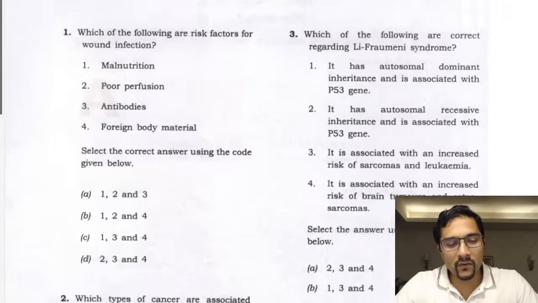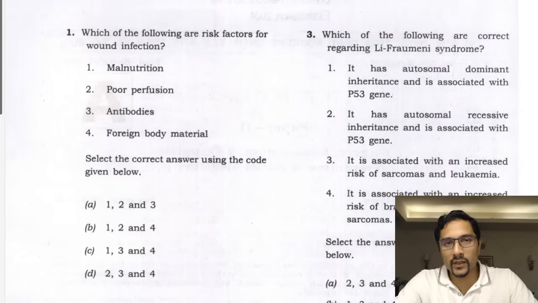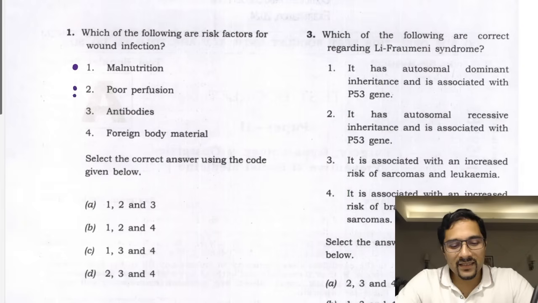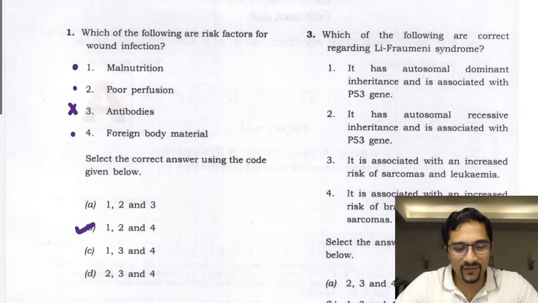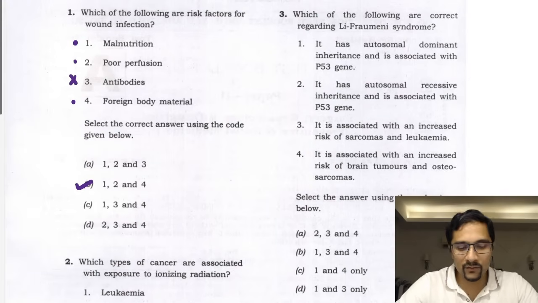So the first question was, which of the following are risk factors for wound infection, right? Now wound infection, we know that malnutrition is a risk factor. We know poor perfusion is a risk factor. We know foreign particles, if they're left behind, can also increase the risk of wound infection, right? So the correct answer is going to be 1, 2 and 4. Antibodies will not be a risk factor for wound infection. It will be the contrary, it will prevent a wound infection.